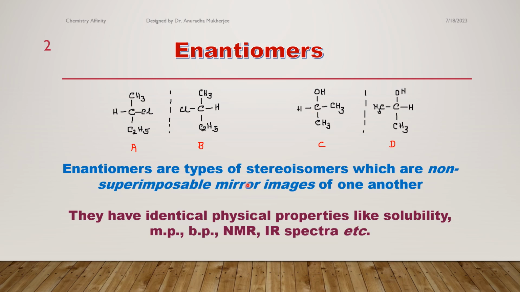Enantiomers are a type of stereoisomers. They are non-superimposable mirror images of each other. Since enantiomers are identical types of molecules, they have identical physical properties like solubility, melting point and boiling point. It is difficult to separate enantiomers.